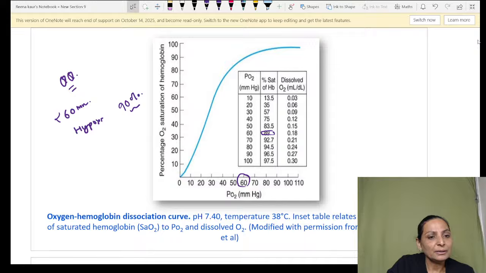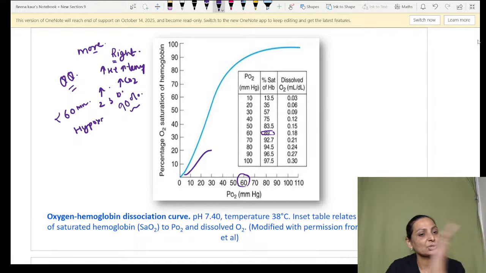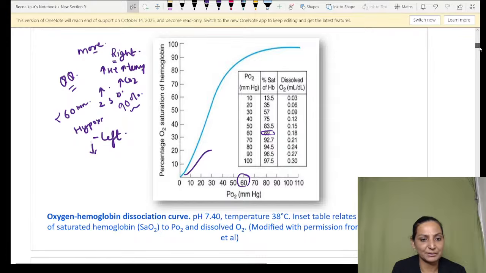Now, just remember, right shift, to the right. Right means what? Right means more. What more? Increase in H plus, increase in temperature, increase in carbon dioxide, and increase in 2,3 DPG levels. So right shift means oxygen is delivered to the tissues. Left means decrease or less. What less? The same factors: hydrogen ion, carbon dioxide, temperature, and DPG. So right shift and left shift will always remain one of the most important questions in your examination.